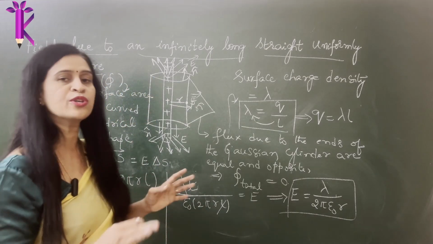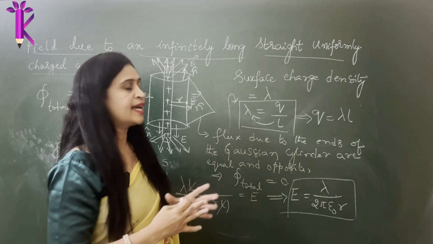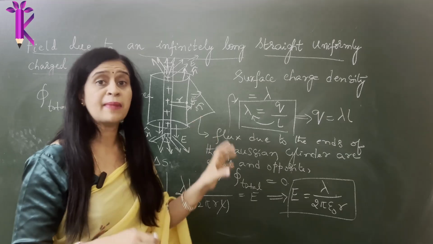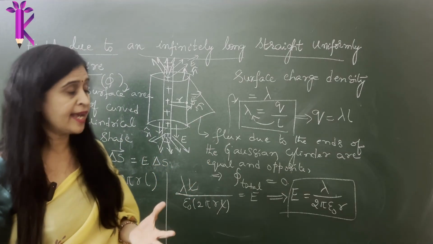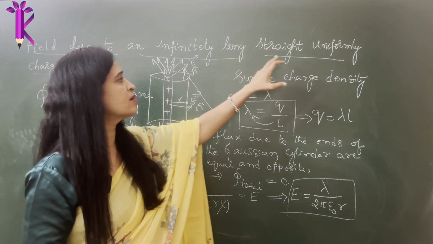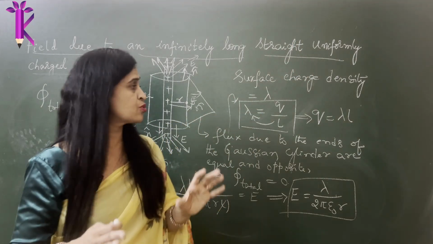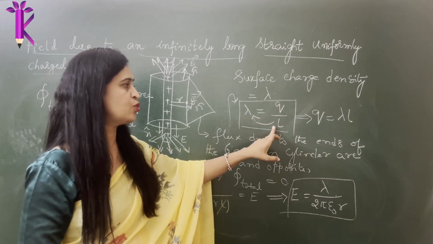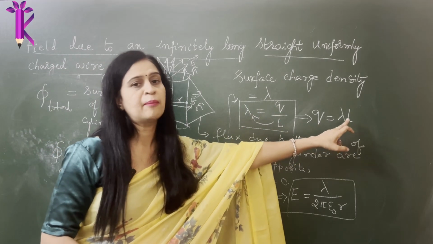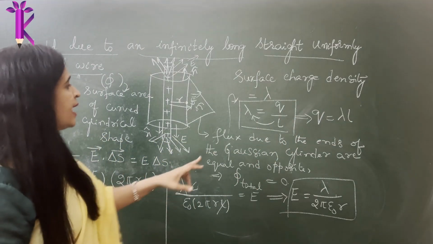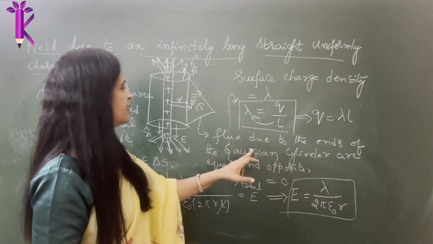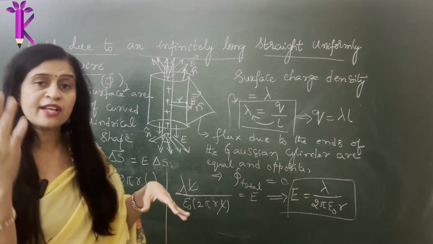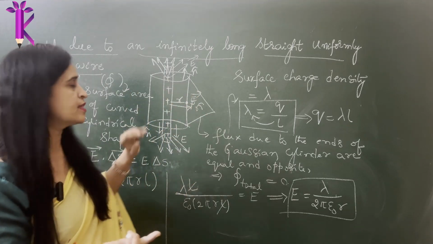So how do you basically start the entire derivation? We say consider an imaginary cylindrically shaped Gaussian surface enclosing the infinitely long straight uniformly charged wire of linear charge density lambda. We know that lambda is given by Q divided by L. So therefore Q is equal to lambda into L. What is the next point that you are going to write? Flux due to the ends of the Gaussian cylinder are equal and opposite, hence the flux through them is zero. So the flux only comes from the curved surface part of the cylinder.